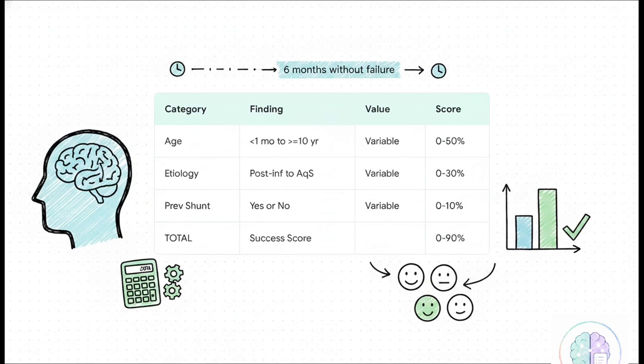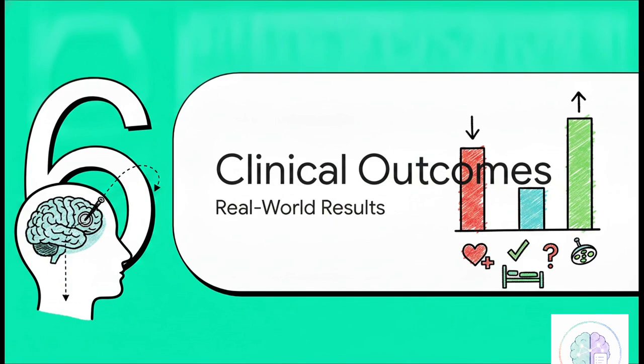You literally just tally those 3 columns up, and your total, out of a maximum of 90, gives you the precise percentage chance that the ETV will survive 6 months without failing. Finally, Section 6, post-ETV clinical outcomes. Let's look at the real-world results.